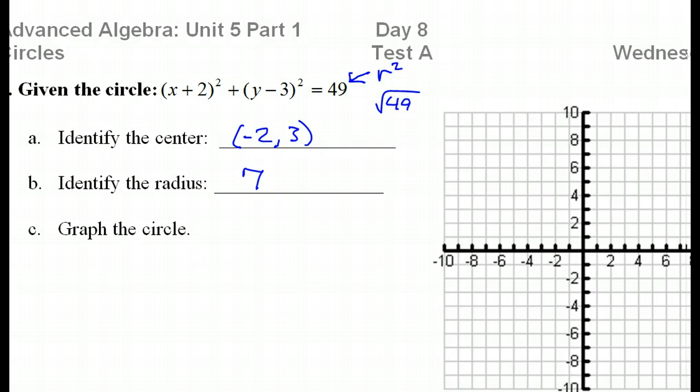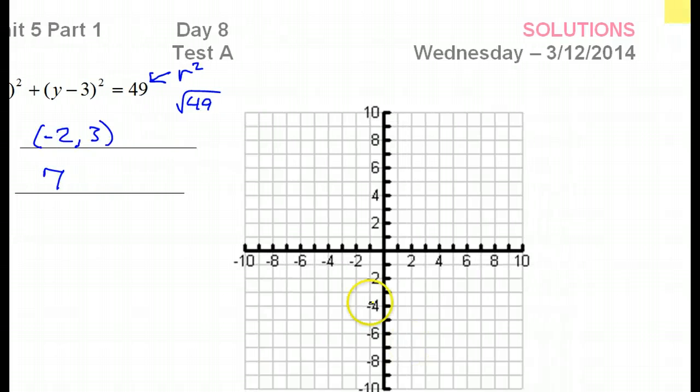Now, as far as graphing the circle, if the center is at -2, 3, and then the radius is 7, so that's 2, 4, 6, 7. Okay, so 7, this is at 3. Alright, so I just went 7 in all directions. And that's going to show me where my circle is. So then you can just go ahead and graph it.